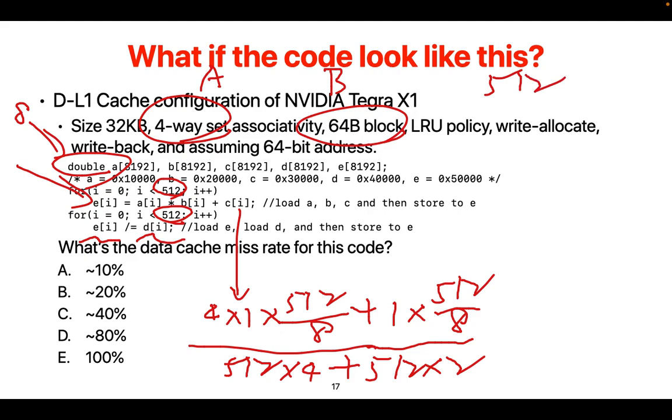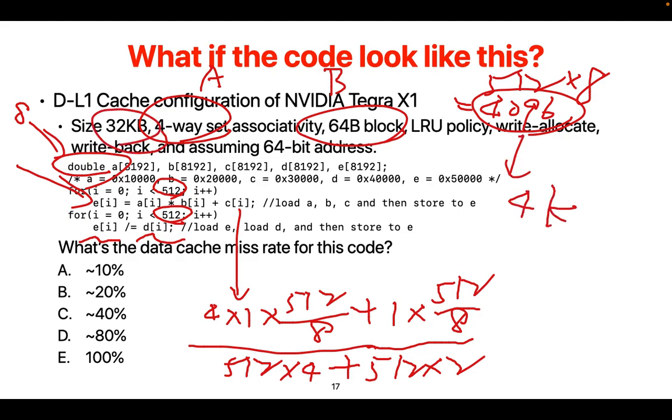Okay, so for each data structure, how large is the data we need to store? We can only store 32 kilobytes in total, but how much are we going to store temporarily? 512 times 8, right? Each double is 8. So how large is that? It's 4K. You have 32 kilobytes, and if you have 4K and you don't have conflict misses.